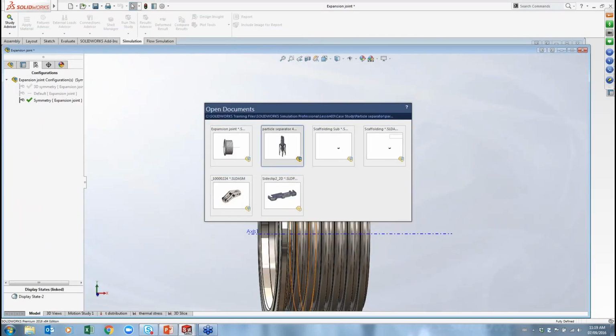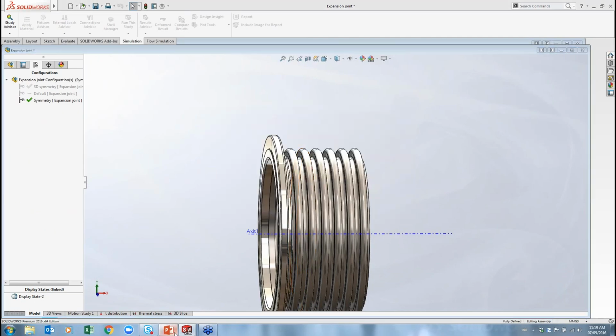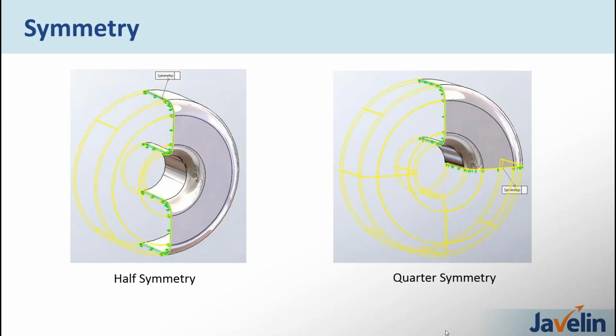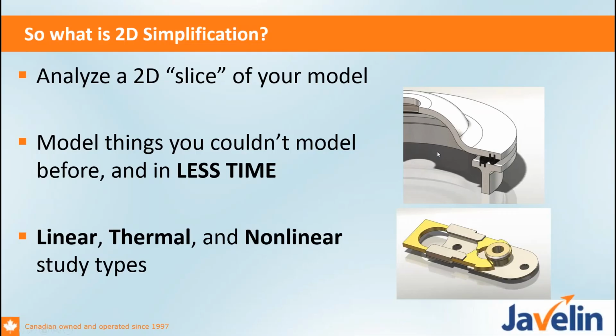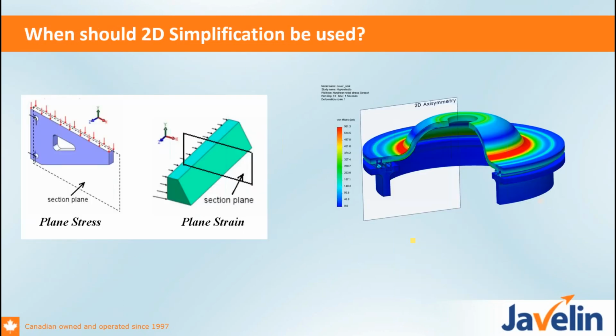Really, really good, guys, when you get into large assembly modeling. Now, to take symmetry one step further, we showed half symmetry, quarter symmetry, going down even to a small slice of the model if you're in an axisymmetric case. Well, this brings in 2D simplification, another really, really good way to do this. So why would we want to use 2D simplification? Well, you can model things you really couldn't model before because it would just take too much time. It's available for linear, thermal, and nonlinear studies. And it's very good for plane strain, plane stress, and axisymmetric cases.